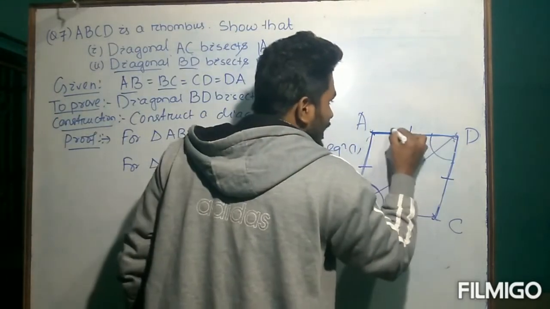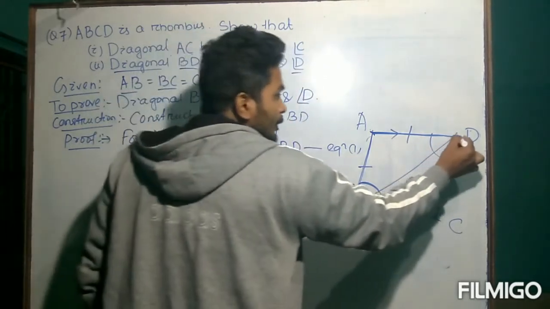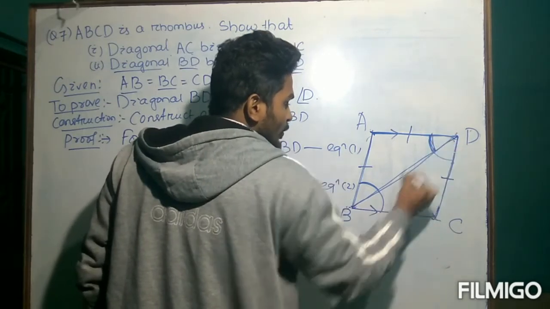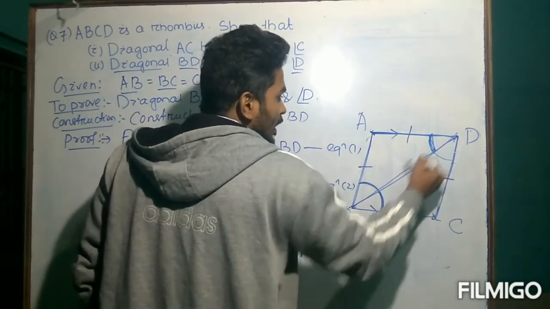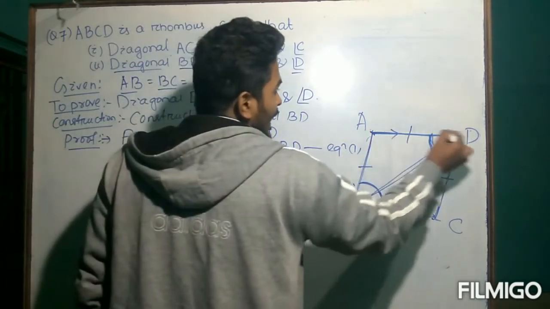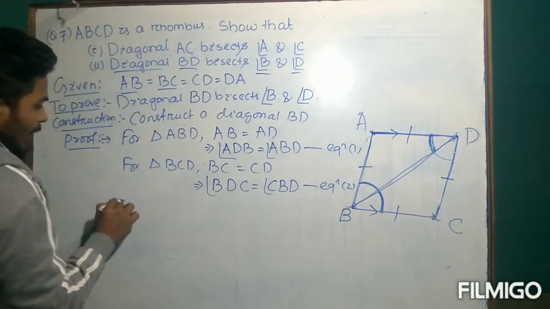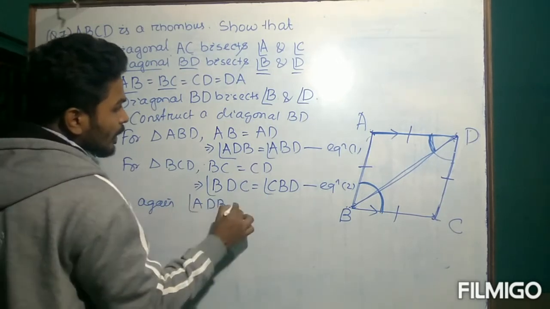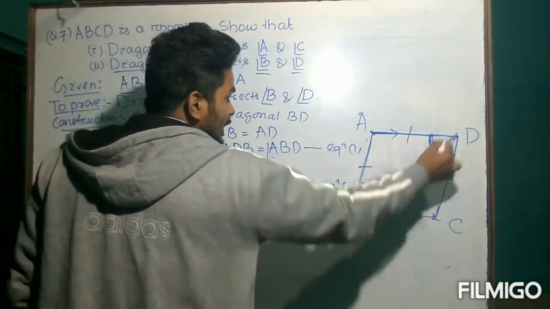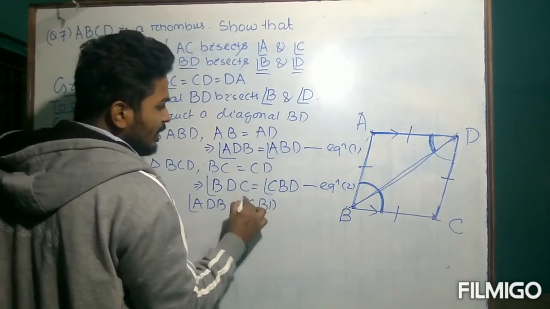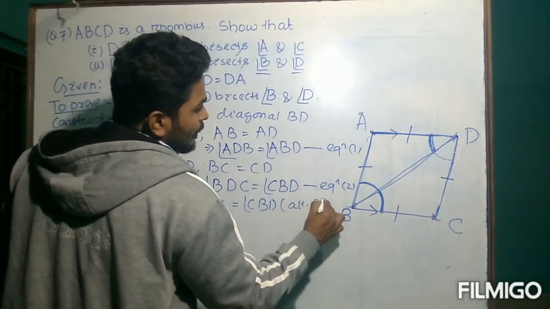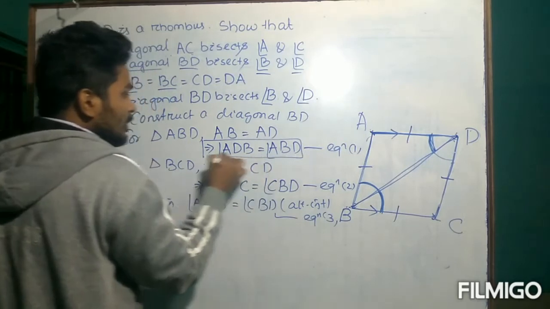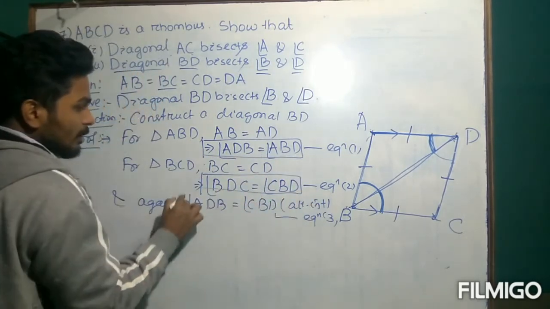Next, since it is a rhombus, the pairs of opposite sides are parallel. And if we consider AD and BC as two parallel lines, and this is a transversal line, then we know this angle must be equal to this angle. Why? Because they are alternate interior angles. So ADB is equal to this angle CBD. Why? Because they are alternate interior angles. This is equation number 3. This is equation 1, equation 2, equation 3.